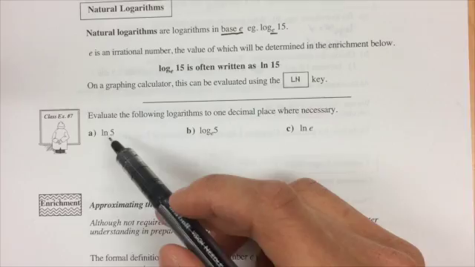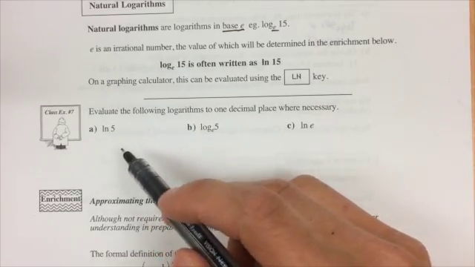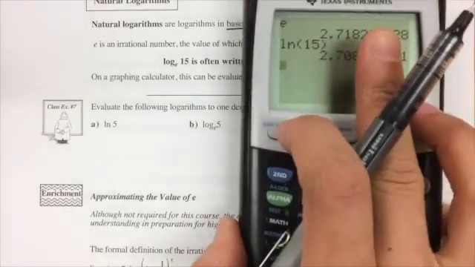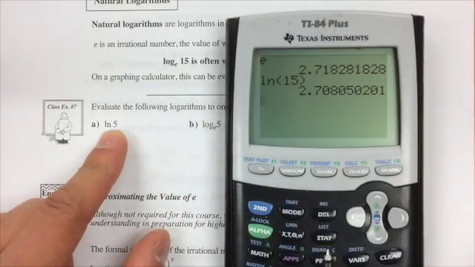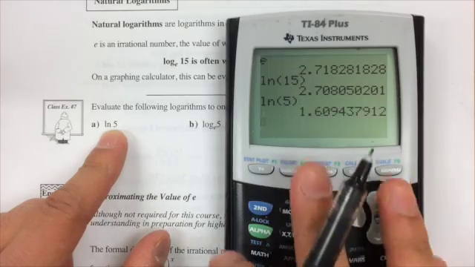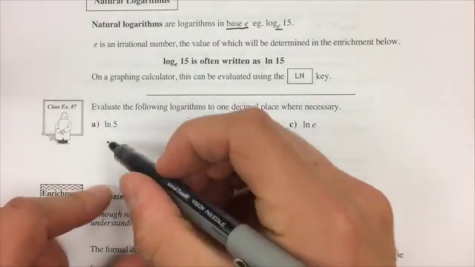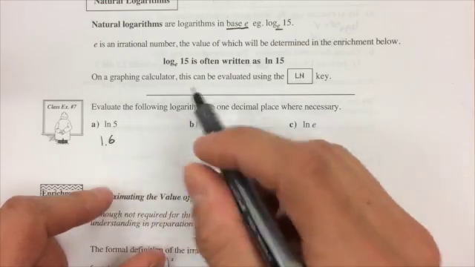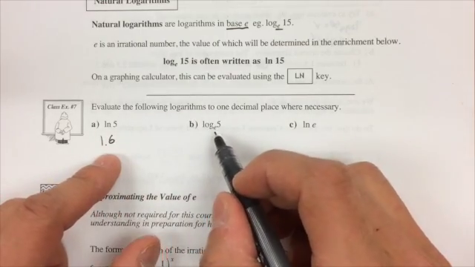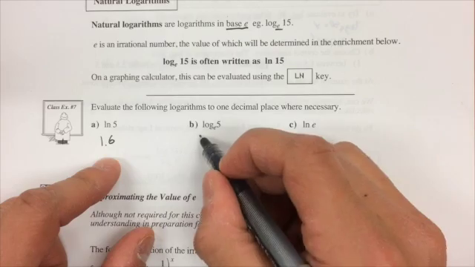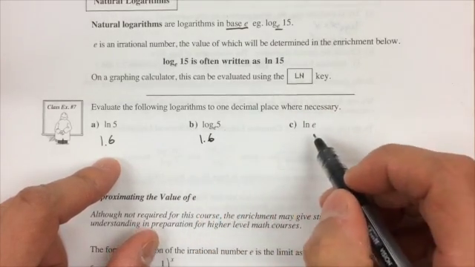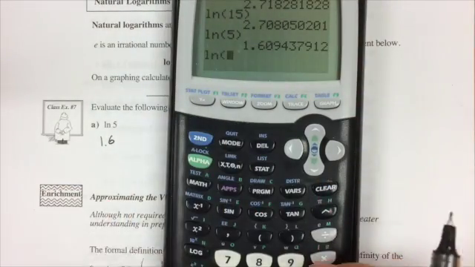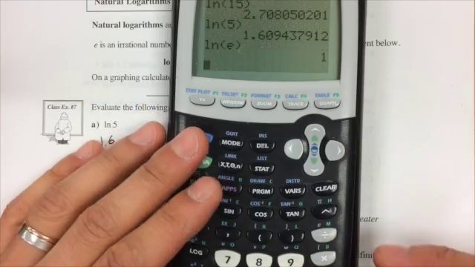With this example, number 7, all we need to do is evaluate this using our calculators. If I evaluate the natural logarithm of 5, I just type in ln 5, and I get 1.6. Remember that log with base e of 5 is the same thing as ln 5, so that's going to be 1.6. And the ln of e, or log e of e, is just equal to 1. We can prove that using the calculator as well.